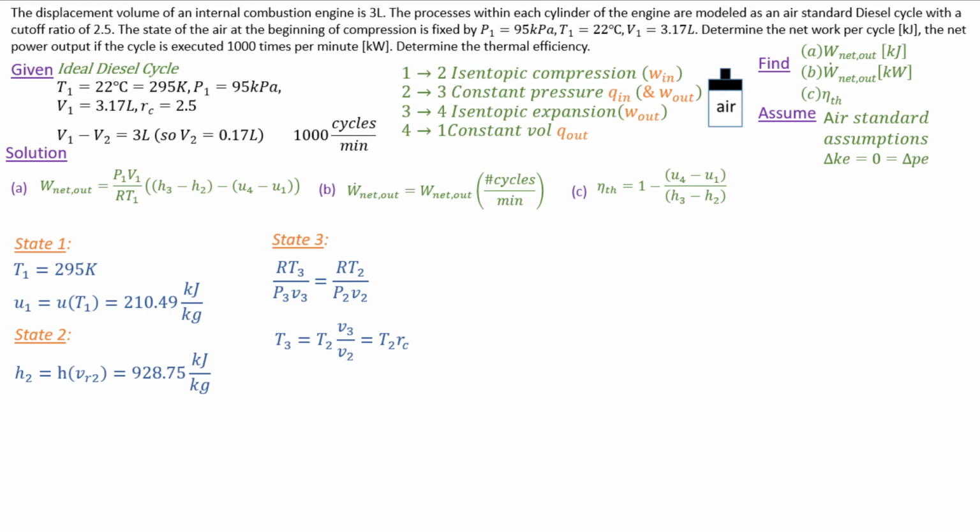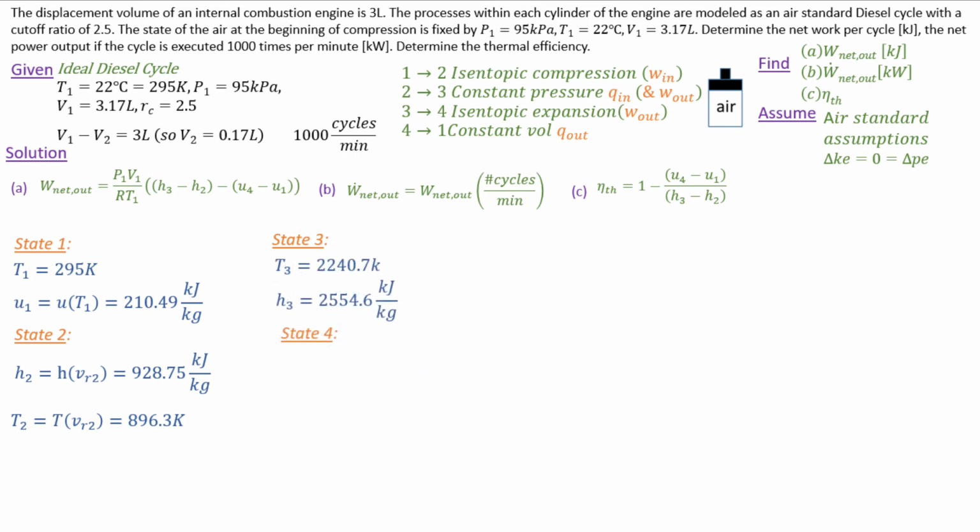If I go back over to state 2, I know vr2, so I can just interpolate on my ideal air tables for the temperature corresponding to vr2. If I plug that in, I get a value for T3. Now I'm ready to go into my ideal air tables again and interpolate for the h3 value, which is 2554.6 kilojoules per kilogram. Now let's go on to state 4.